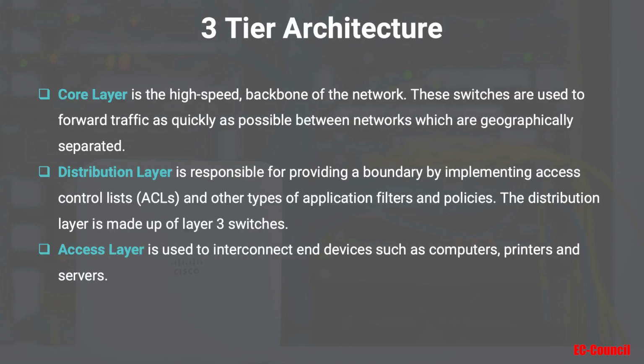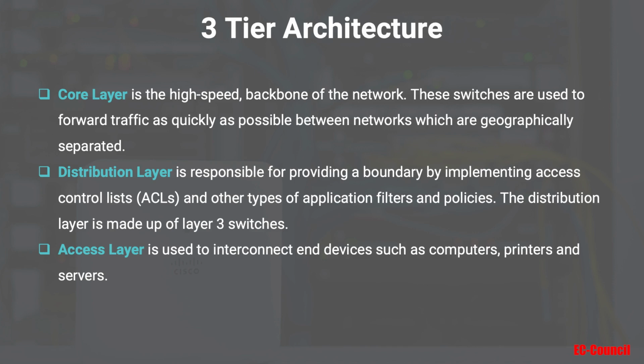The 3-tier architecture consists of 3 layers: the core, the distribution, and the access layer. At the core layer, this is the high-speed backbone of the network. These switches are used to forward traffic as quickly as possible between networks which are geographically separated. So we can think of the core switches as actually used to interconnect your different branch offices together.